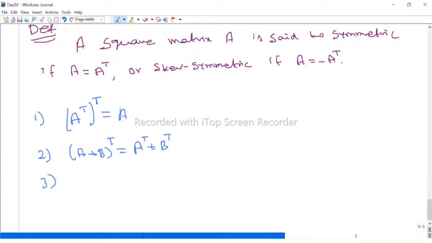And then the third property. Suppose we have a scalar K times A, which means you multiply each entry of A by the scalar K, and you take the transpose. This is the same as multiplying the scalar into A transpose, that is K times A transpose. This is another property of transpose. And what about subtraction? Instead of plus you take minus, and you get minus here. So A minus B transpose is nothing but A transpose minus B transpose. Therefore I can write plus or minus.